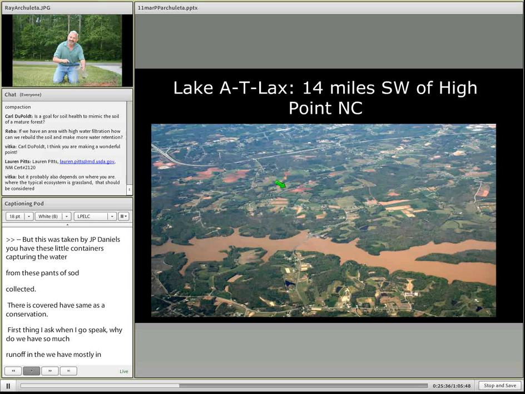So this is the result. We till our soils and we destroy the aggregate stability of the soils. We pour concrete, we have asphalt, we have rooftops, we have green concrete. And here you see the results of that. We overgraze our systems, and we have the result of a lake that's right next to my house.